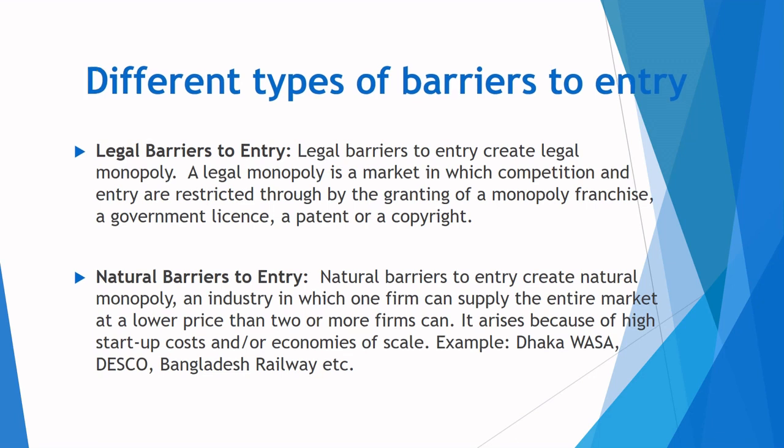Next up, we have natural barriers to entry. Natural barriers to entry create natural monopoly, an industry in which one firm can supply the entire market at a lower price than two or more firms can. Natural monopoly occurs when a single company can serve the market most efficiently. It arises because of the high startup costs, high fixed costs, and economies of scale. Now, since fixed costs are very high, it will result in it not being very effective for more than one firm to exist in the market.